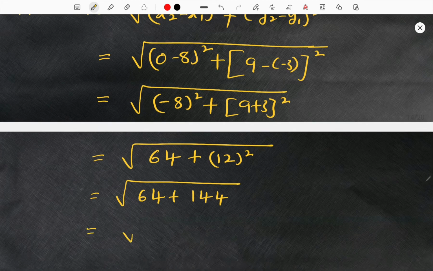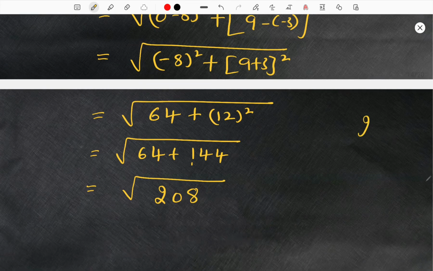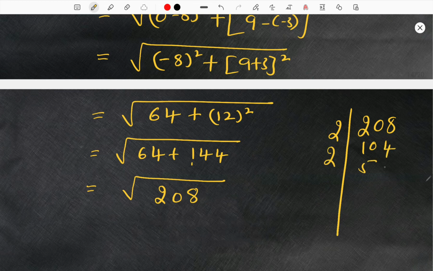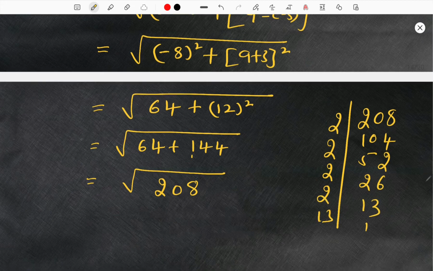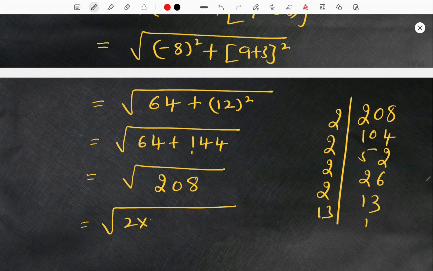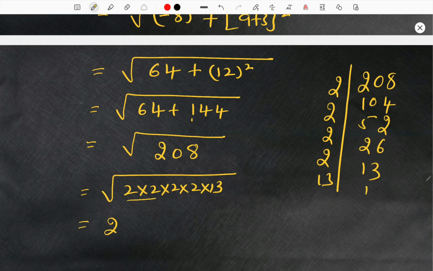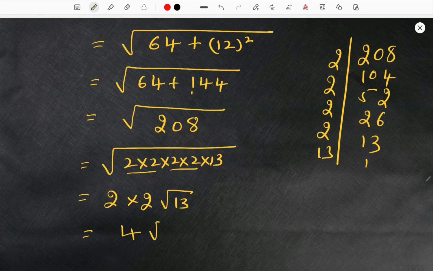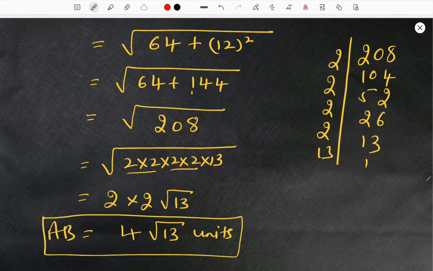So how much does it become? 4 plus 4 is 8, then 6 plus 4 is 10 and 1 is a carry, and it becomes 208. Now you can factorize this 208. You can write it as 2 into 2 into 2 into 2 into 13. Now under square root, 2 times it is there means you can take it out, and 2 times again it is there, take it out, then under root 13. So it becomes 4 under root 13 units. So this is the distance between the given points, 4 under root 13 units.